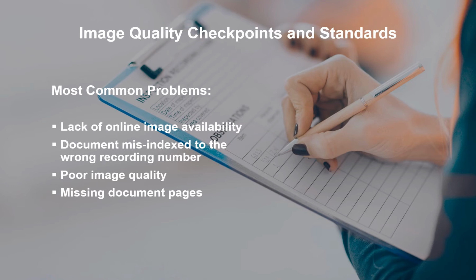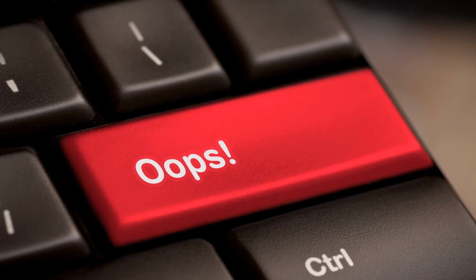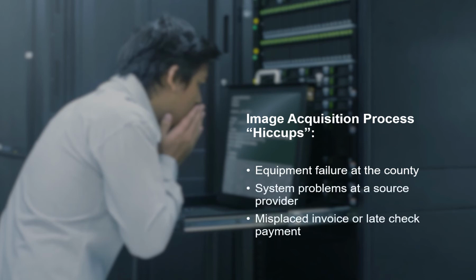E-discrepancies are communicated to us through the various production applications used by our customers, or even through email or phone calls to our award-winning customer support department. With document image acquisition occurring in nearly 1,300 counties, there are bound to be hiccups in the acquisition process, such as equipment failure at the county, system problems at a source provider, or even a misplaced invoice or late check payment.